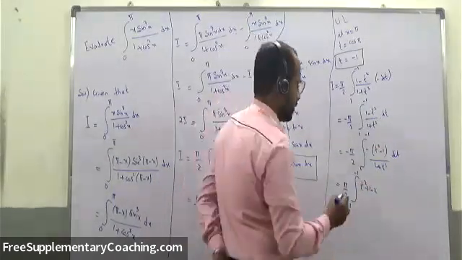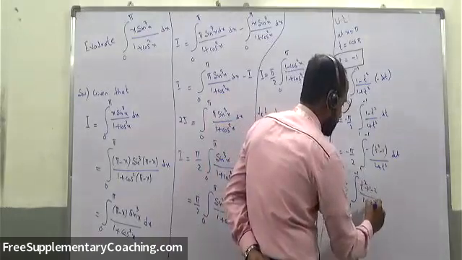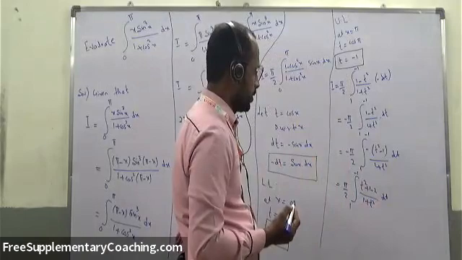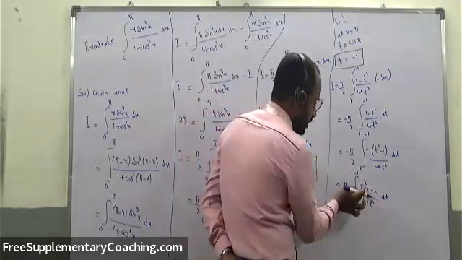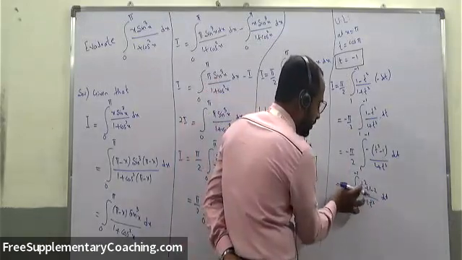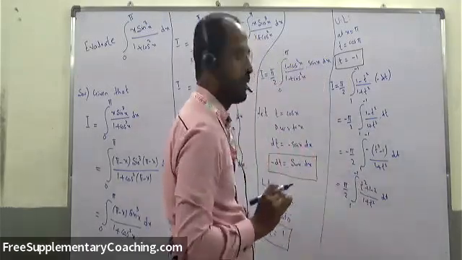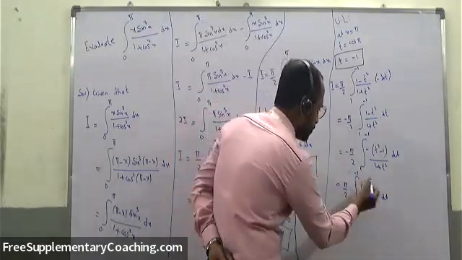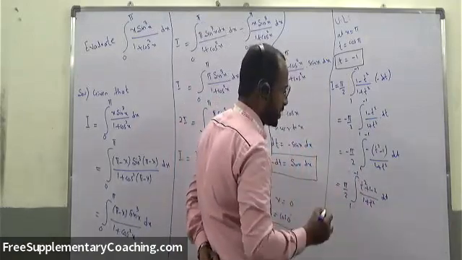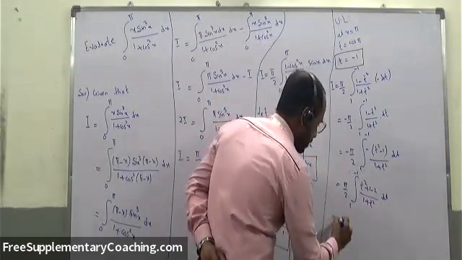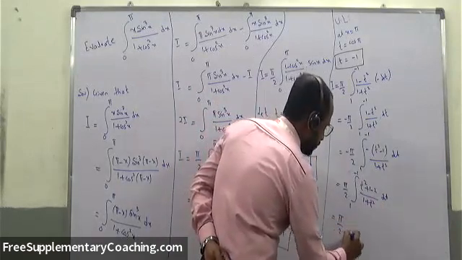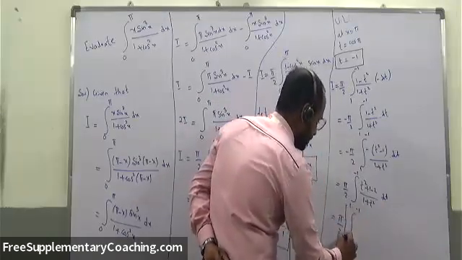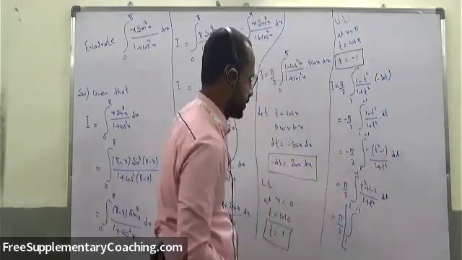Divided by 1 plus t square into dt. Here I'm separating the numerator with respect to the denominator, splitting the terms and writing them separately. So t square plus 1, or 1 plus t square, not an issue, both are same. So it becomes pi by 2 integration 1 to minus 1. Take a big bracket because this pi by 2 is for the whole function.